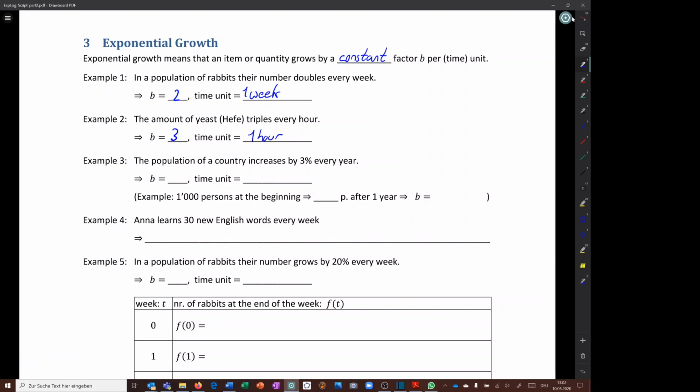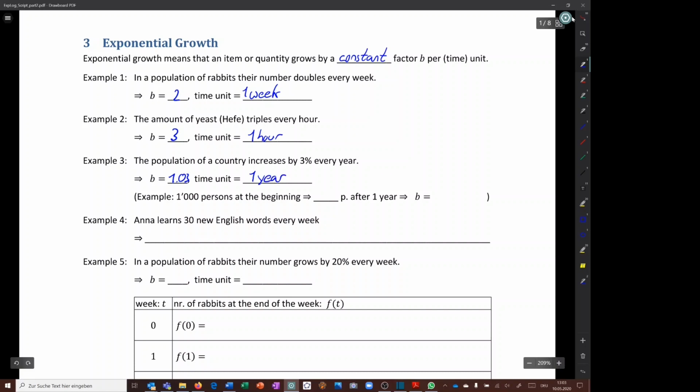Example 3, we have a population in a country that rises by 3% every year. So how much is the growth factor here? You have to think for a moment for that one. Well, here comes the result. It's 1.03. I'll explain in a moment why. And the time unit is 1 year.